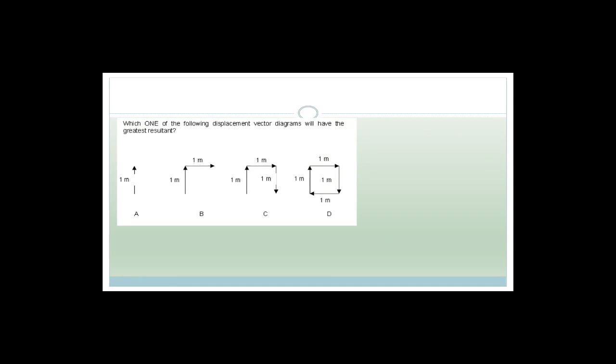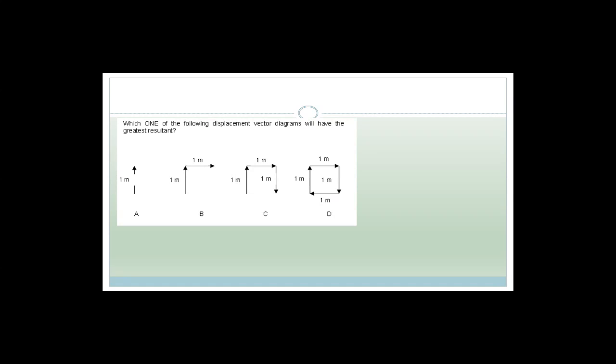So let's go through two exam type questions, or they are exam questions, with respect to vectors and scalars and displacement and distance and speed and velocity. And then once we've done that, we can talk some more about motion in one dimension. So this is a multiple choice question that comes out of an old exam paper question set by the government. It says, which one of the following displacement vector diagrams will have the greatest resultant?